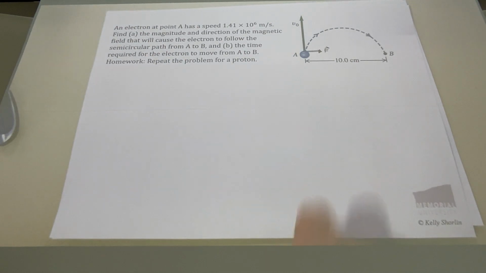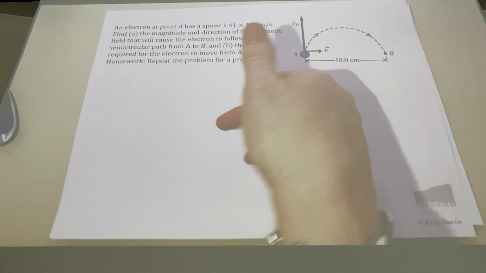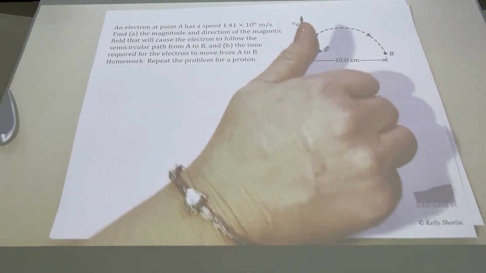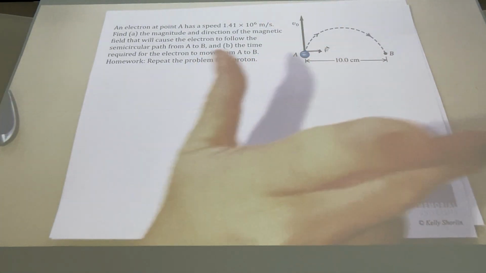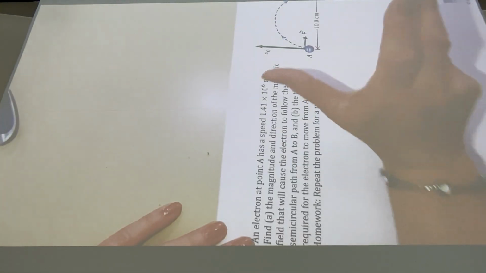So our thumb has to be our V0. Our thumb has to go that way. Our extended middle finger has to be our force. So now I've got to rearrange my hand a bit. So my thumb is up this way. I'm doing my right hand rule like this. So my middle finger has to go out this way. Okay, so it's starting to get a little painful. I'll just move my paper a bit.